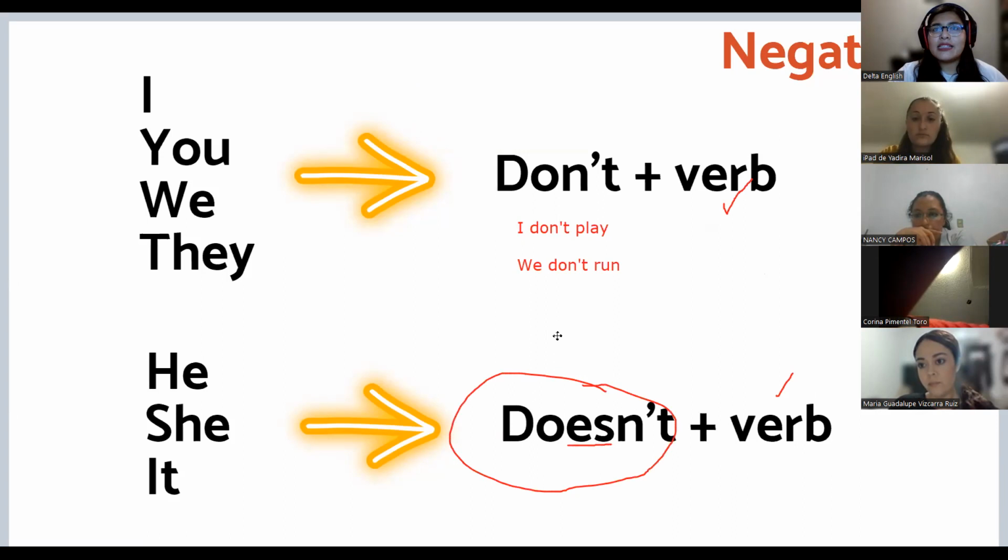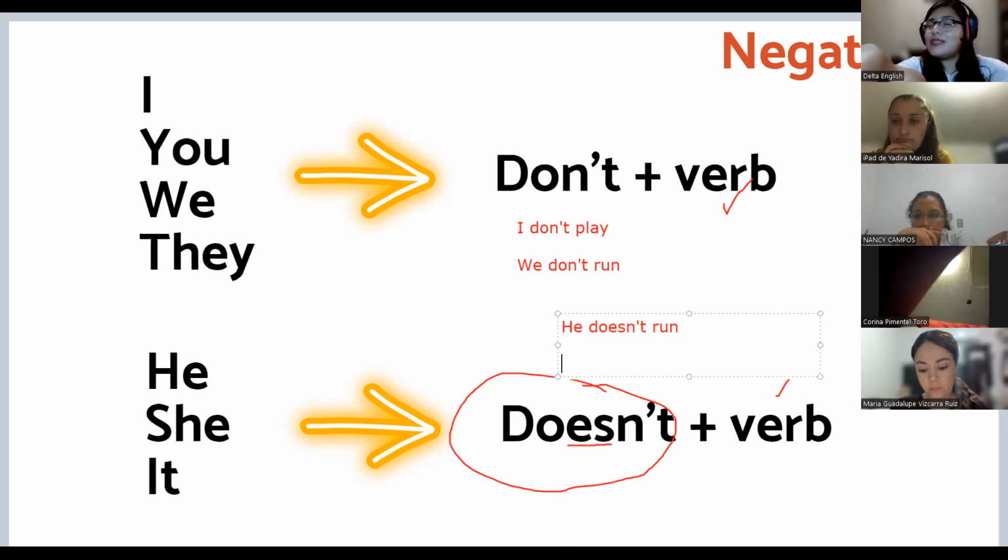So in this case, what I'm going to do is I'm going to say he doesn't run. Don't make the mistake of saying he doesn't runs.